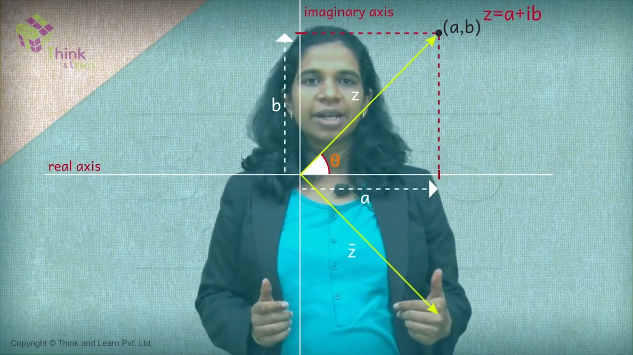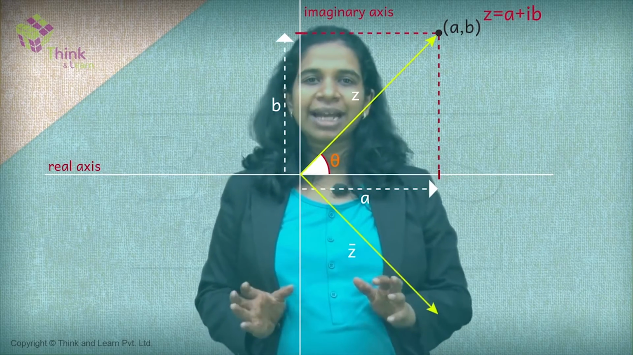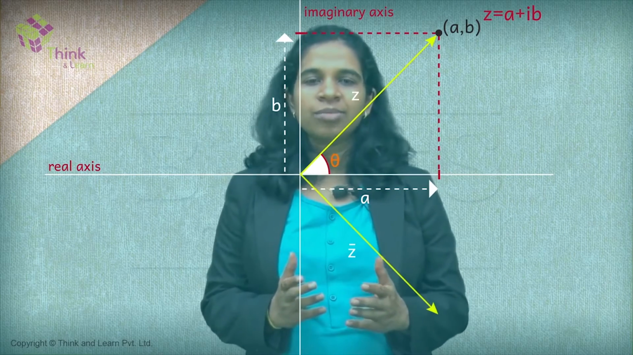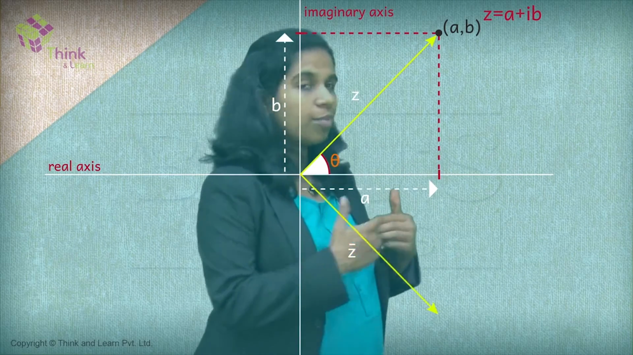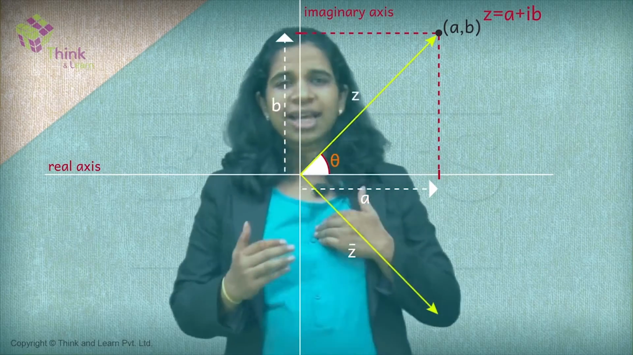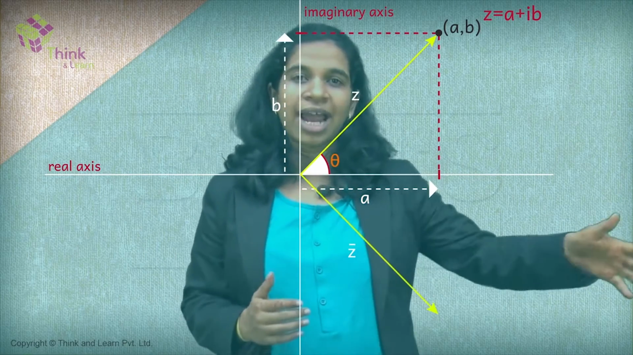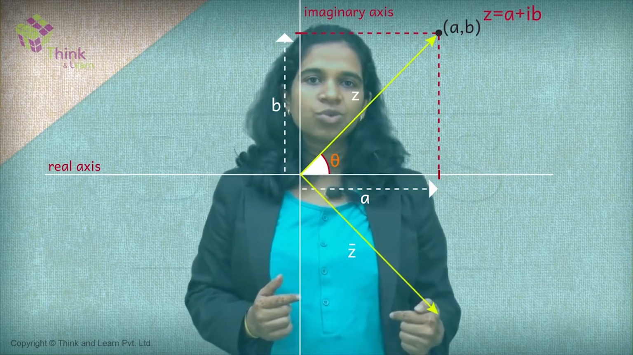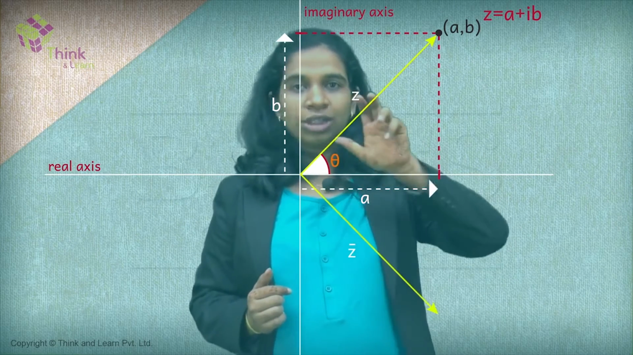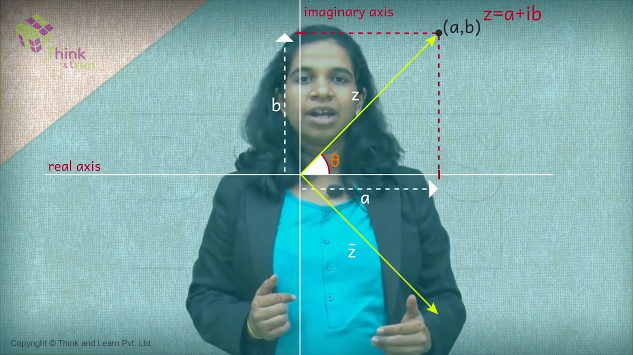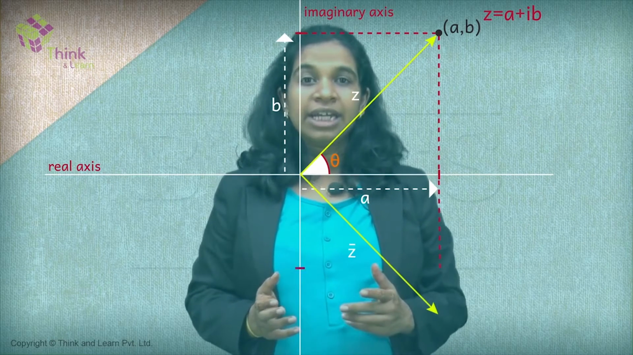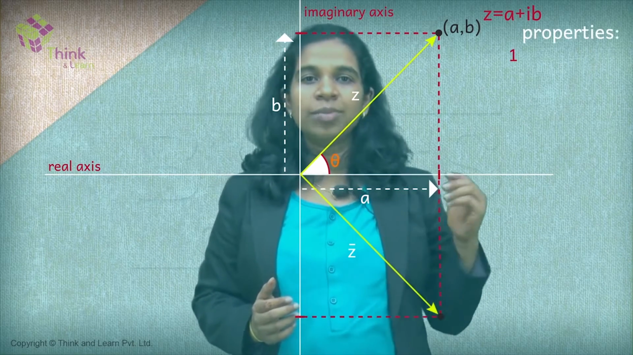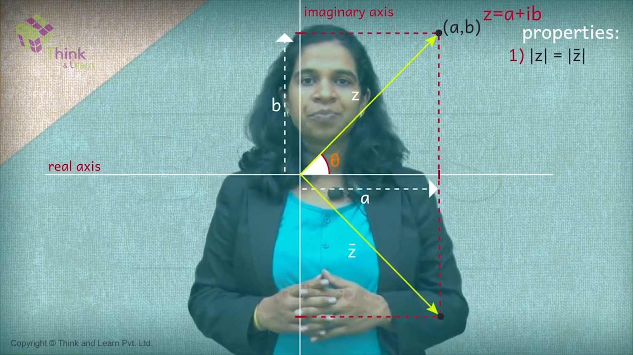Now if you look at z and z bar, the lengths have to be exactly the same, because that's what happens in mirror images, right? If I stand in front of a mirror and you take my mirror image, the size of me here in person and inside the mirror in the image will look exactly the same. The same thing happens with any reflection. So the length of z and the length of z bar will be exactly the same. In other words, the modulus of z will be equal to the modulus of z bar.